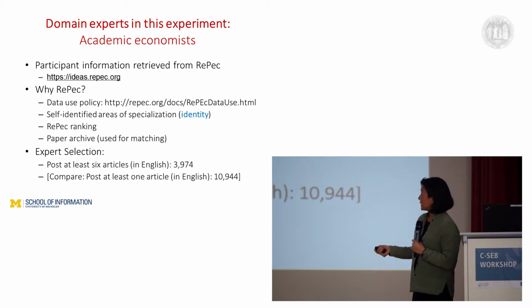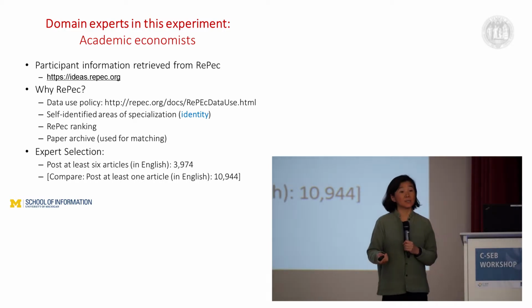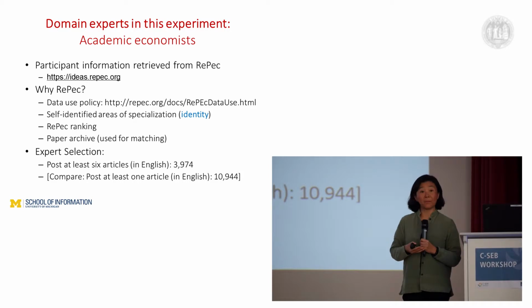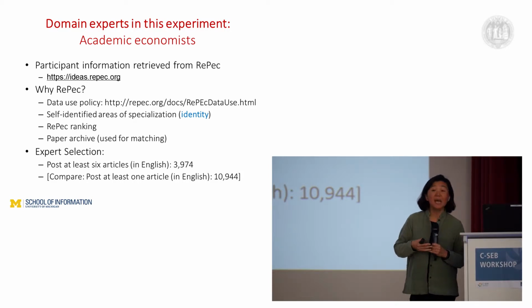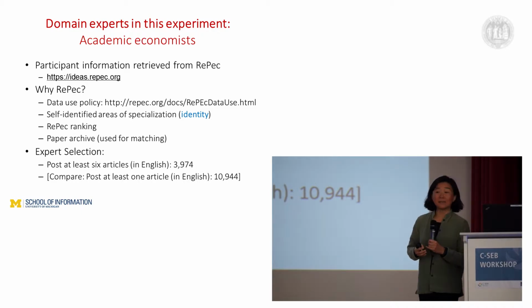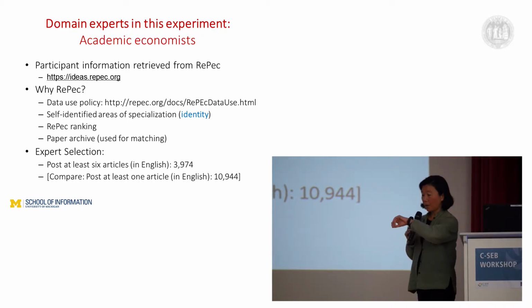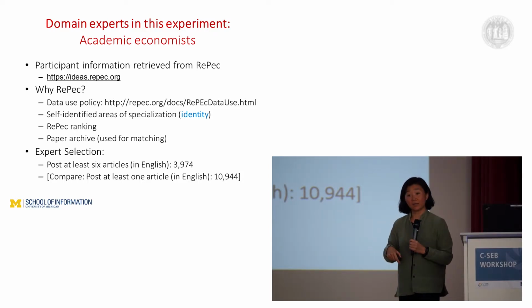And so how do we select the experts? There are about 10,000 economists who have posted at least one paper on RePEc in English. And since the experiment was going to be run on the English Wikipedia, we thought, we're going to use publication of the English article as a benchmark. But we use the criteria of someone who has at least 6 articles in the working paper archive.